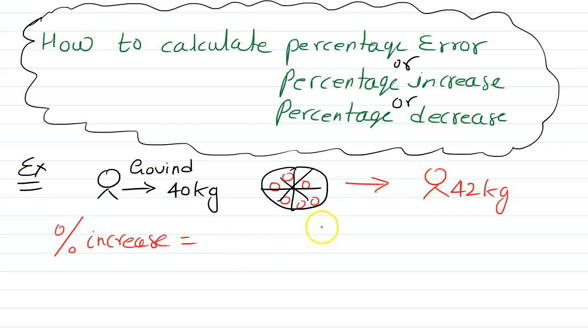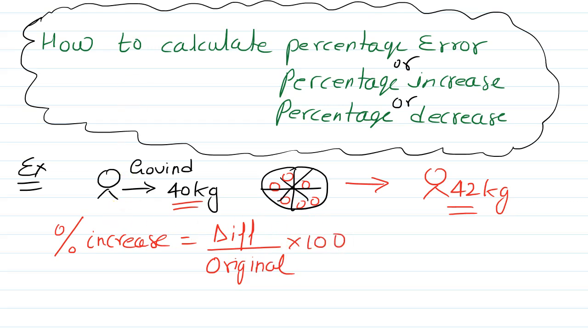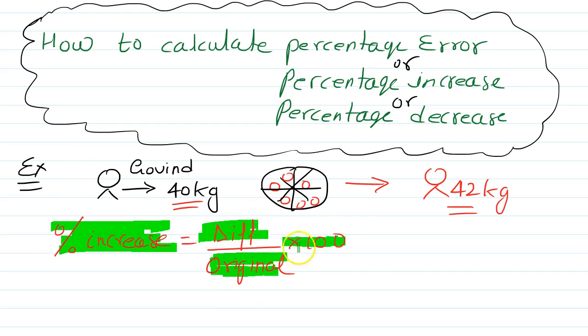So percentage increase, change. So change is from 40 to 42, that is difference. Difference, so let's write down here: difference divided by original value and times by 100. This is the formula which we are going to use in percentage increase, difference over original into 100. Yeah, so let's solve this question.